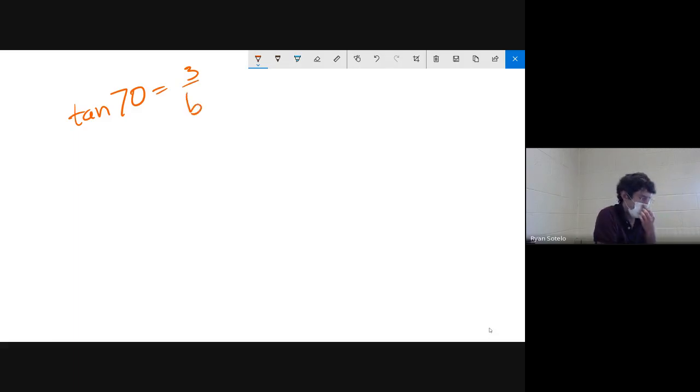That means I can think of tangent of 70 as tangent of 70 over 1 if I want. And to get B, it's kind of like cross multiply. I can flip the position of the B and the tangent of 70. So I can bring the B up to the left and the tangent of 70 down to the right. So I would get B is equal to 3 over tangent of 70.